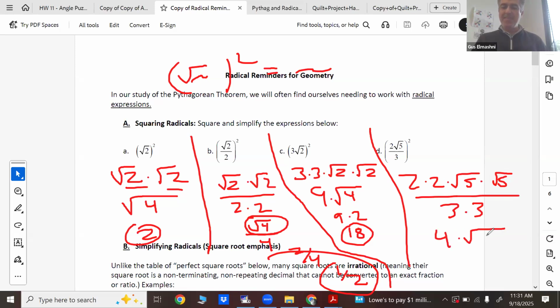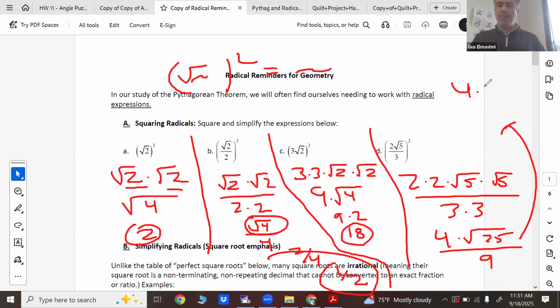4 times 5. 25. Wait, yeah, over 9. And then it's 20 over 9. Yeah, and then root 25 is 5. So you should get 20 over 9. If you think about it, you square the root 2, you square the root 3, you square the root 5. Once you get very good at it, you can just see, oh yeah, it's 4, 5, 9. Once you start moving more quickly, that's going to be 4 times 5 over 9, which is, of course, 20 over 9.